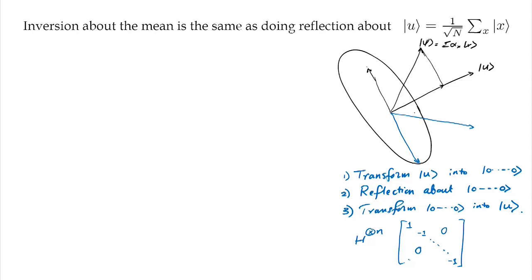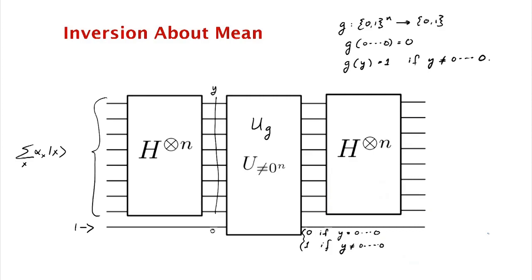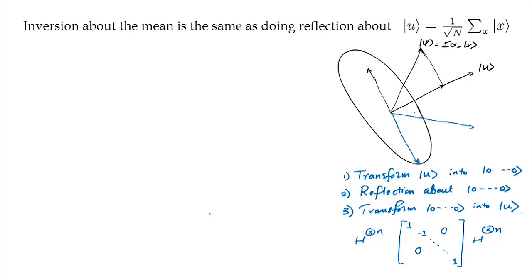And then transform back. The Hadamard is its own inverse. So that's the transformation that we want to carry out. And if you look at it, that's exactly what we did here. Do a Hadamard transform. We apply a phase of minus one if and only if y is not the all zeros vector. Then we do a Hadamard back. Okay, that's exactly what we are doing here.